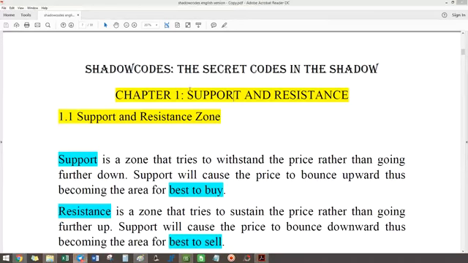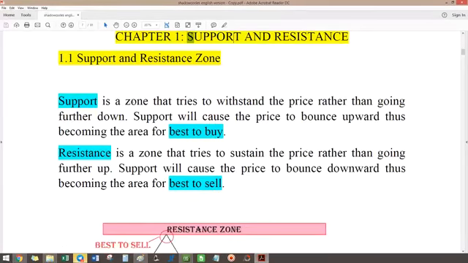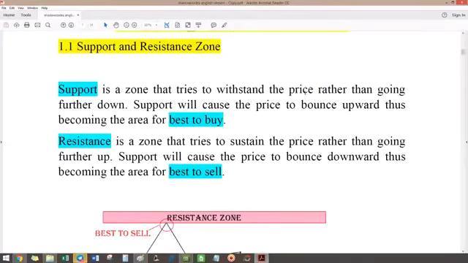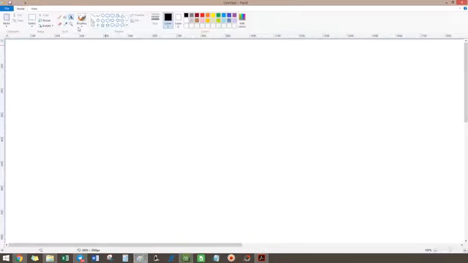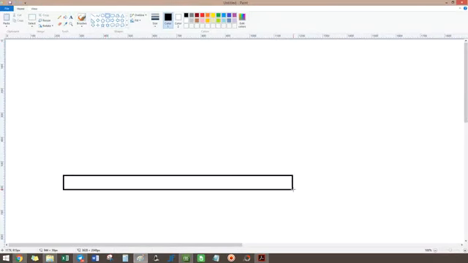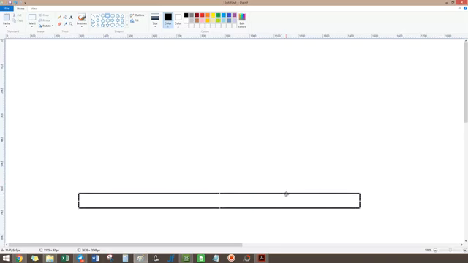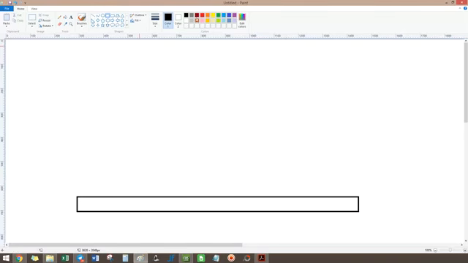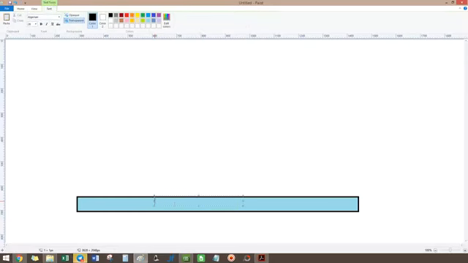Okay, so for chapter 1, support and resistance. Support is a zone that tries to withstand the price rather than going further down, and support will cause price to bounce upward, thus becoming the area best to buy. And let's draw the basic support. For example, this is our support. We highlight it in blue and write it down as support level.